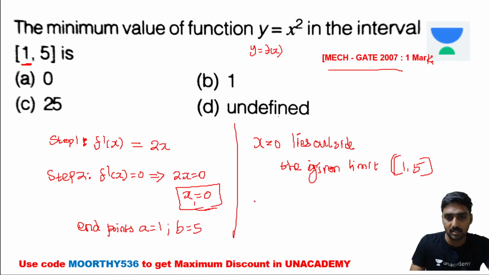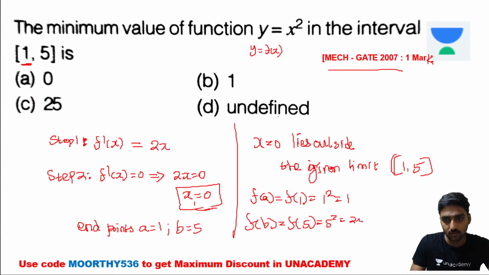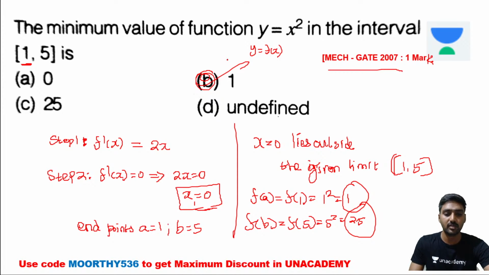Now the end points. First end point, f of a, is f of 1, which is 1 square, equal to 1. Second one, f of b, is f of 5. 5 square is equal to 25. Now the minimum value they are asking, while comparing 1 as well as 25, the minimum value is 1, right? So we should not select x equal to 0.